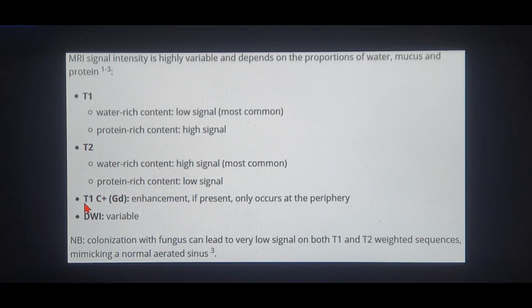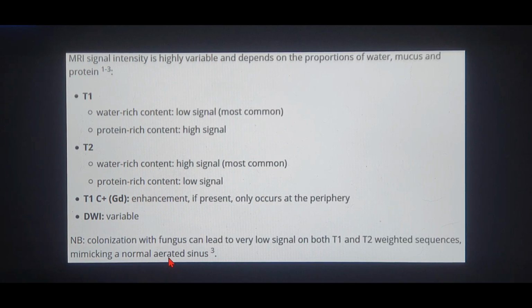But if it's a T1 scan post contrast, it will only have a peripheral enhancement and central hypointensity. Always remember that. You have to take a screenshot of this and keep on revising this. This is the mainstay of understanding the MRI T1, T2 and T1 post contrast. You need to get this concept very clear in your brain right now. Okay, so as I said, colonization with fungus can lead to very low signal on both T1 and T2 weighted sequences, mimicking a normal sinus.